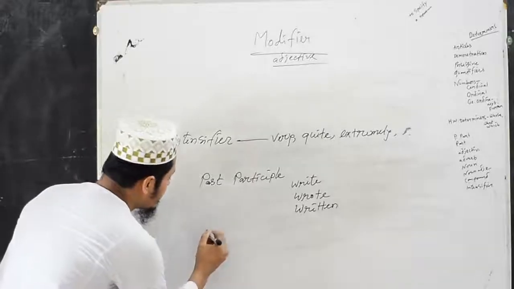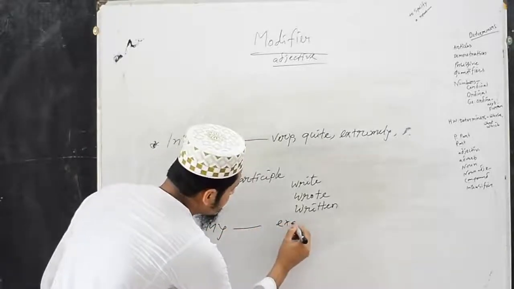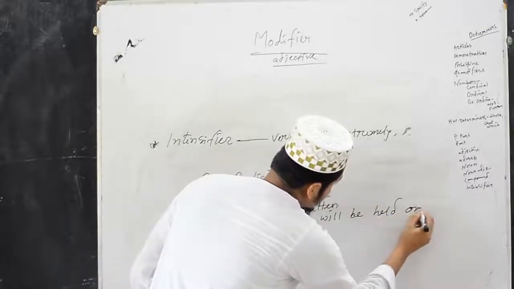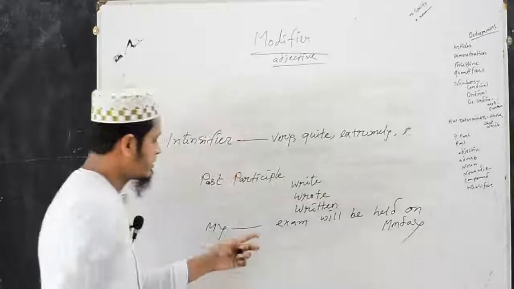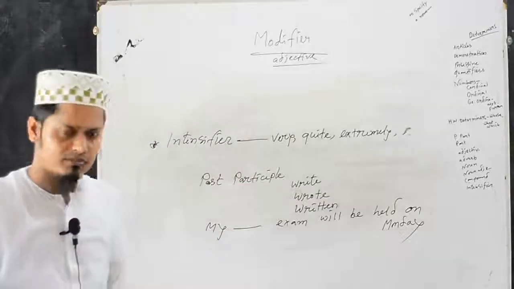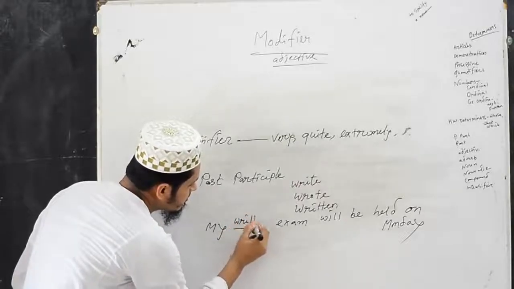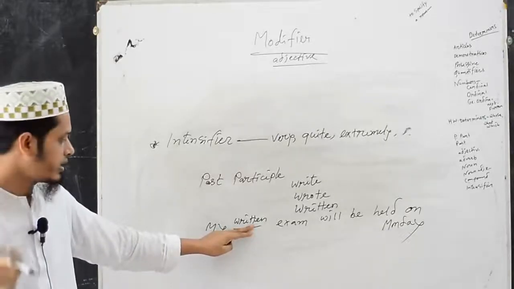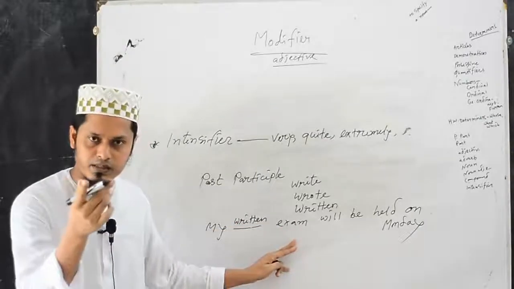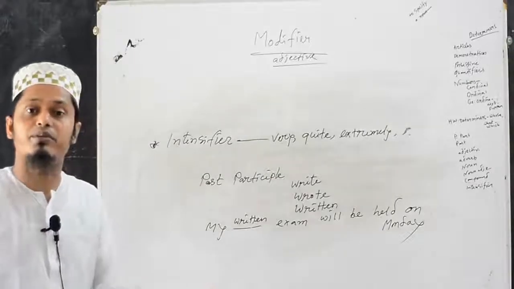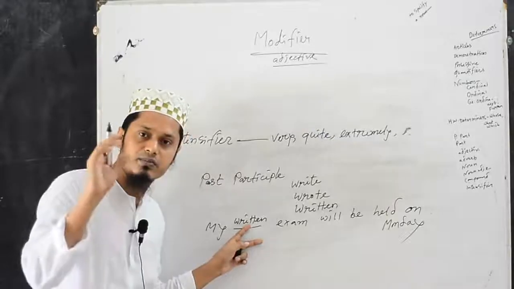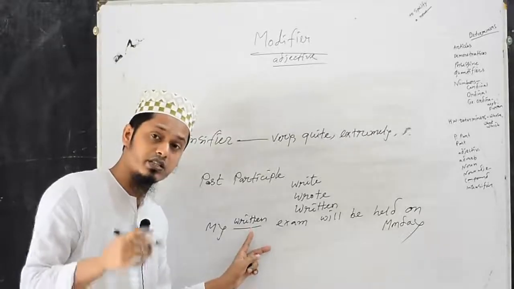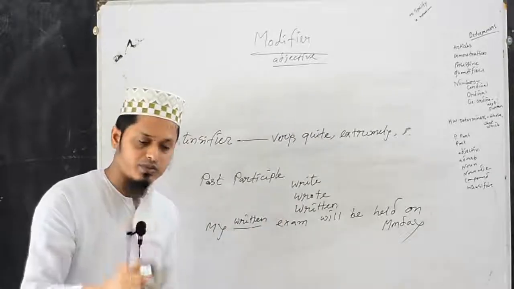If I write, my dash exam will be held on Monday. Here, my dash exam. Which exam? If I write, my written exam. So the word written here is a past participle. And here it has modified the word exam. What type of exam? Written exam, MCQ exam, preliminary exam. So here written is a past participle form and has modified another noun, exam. So absolutely it's a modifier and it is called the past participle.